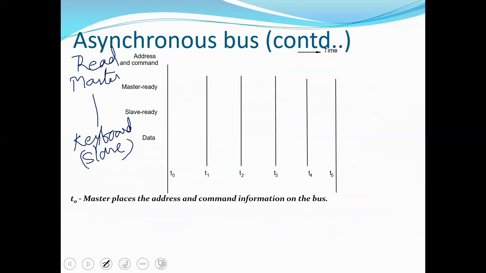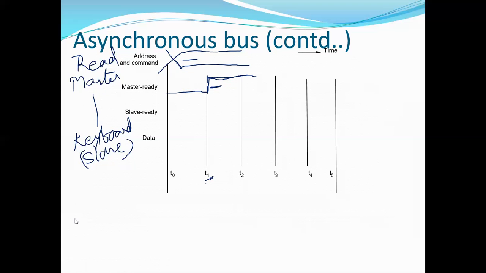First, master places the address. So master is placing the address at time t0. It has placed the address and the command signal. Then by the time t1, the master ready signal is up. Once the master ready signal is seen by the slave, the slave checks the address.